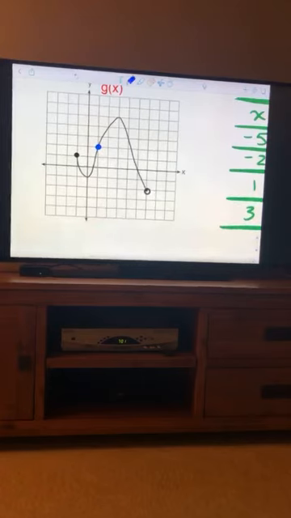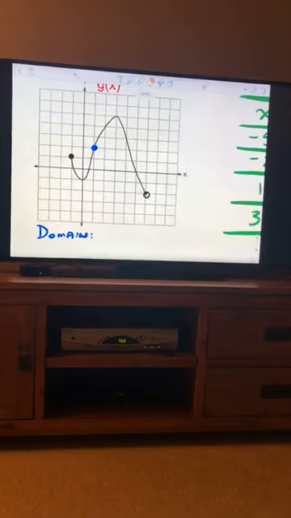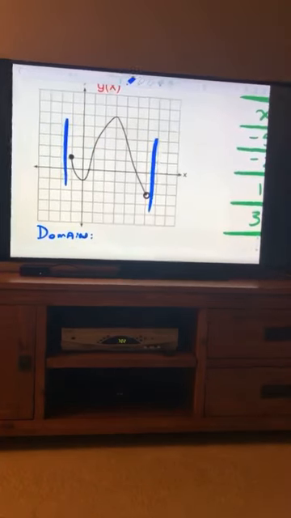Now, this is where we get tricky. So let's start with the domain. What is the domain of this graph? So domain, just to illustrate what we're talking about, we're looking left to right, right? What's the left bound of this graph in terms of X values? And what's the right bound of this graph in terms of the X values? So the furthest this graph goes to the left is -1.